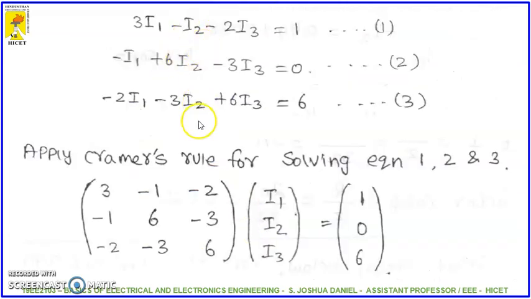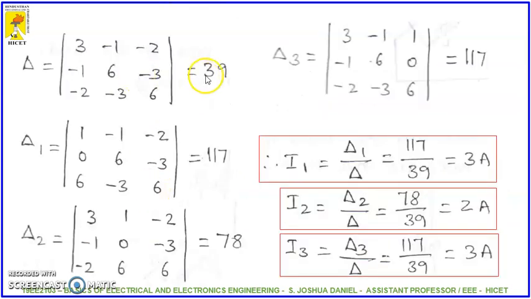So solving these three equations using Cramer's rule, we already saw in the previous problem, right? Finding the determinants and the values, and to find I1, I2, I3, we need to know delta 1 and delta, and the similar method is followed, and we find the values of I1, I2 and I3, right?